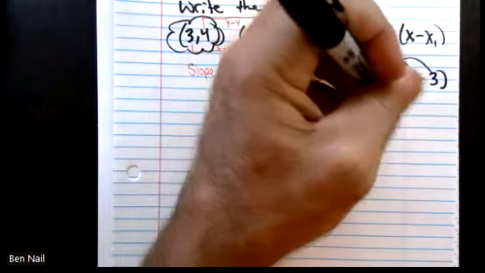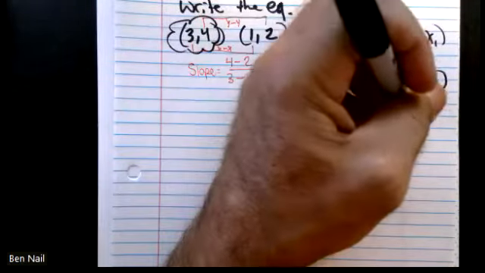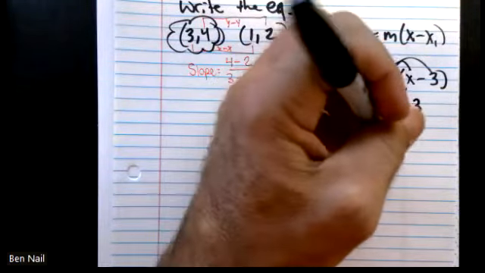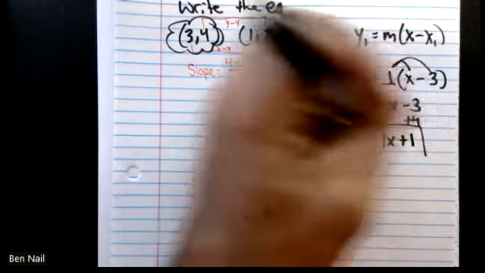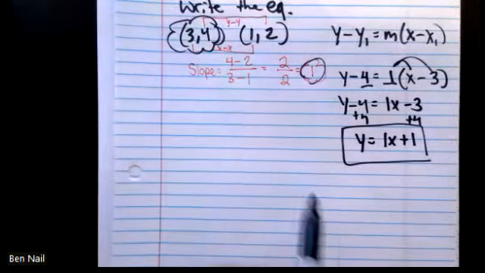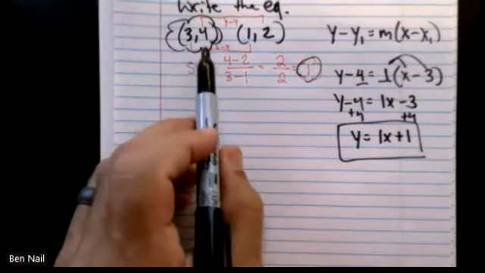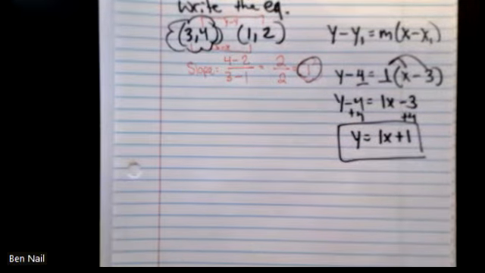Other than that, everything's the same. Distribute. Add 4 to both sides. And there you go. So if they give you 2 coordinates, find the slope first, then pick one of your coordinates and use your point slope formula.